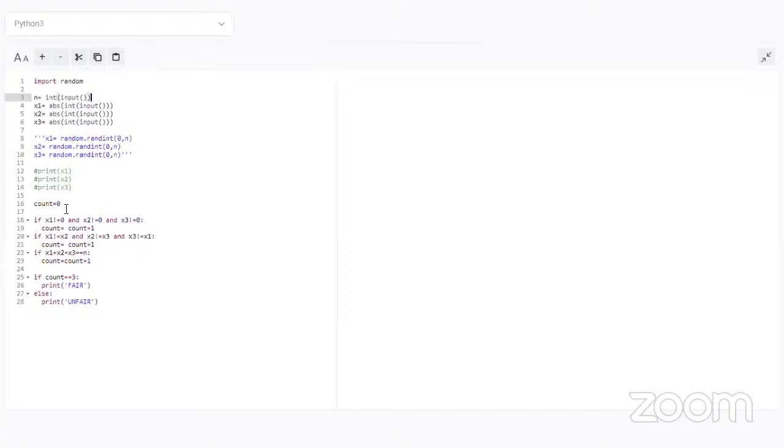I don't think import random was really required, but I have taken 4 inputs. The first one is the number of gold coins, and x1, x2, x3 are the shares that you want to give to the 3 friends. I have set the value count to 0. If none of the 3 shares are equal to 0, then I'll increment the count. Again, if none of the 3 are similar, I'll increment the count. And if the sum of the 3 is equal to n, then again I'll increment the count. If the count is equal to 3, then I'll print fair, which means all the 3 conditions are satisfied. Otherwise, I will print unfair.